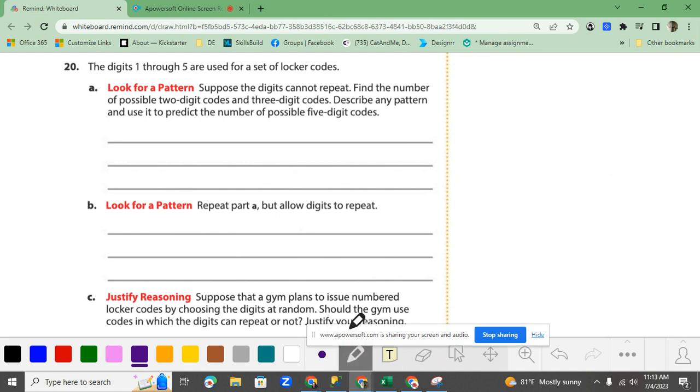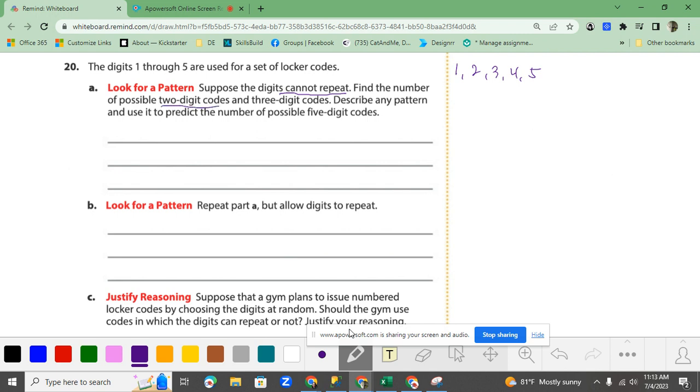Suppose the digits cannot repeat. So this is the key phrase right here. You cannot repeat. And you have numbers 1 through 5. So you have 1, 2, 3, 4, 5. These are the numbers that you can choose for your locker codes. Find the number of possible two-digit codes.